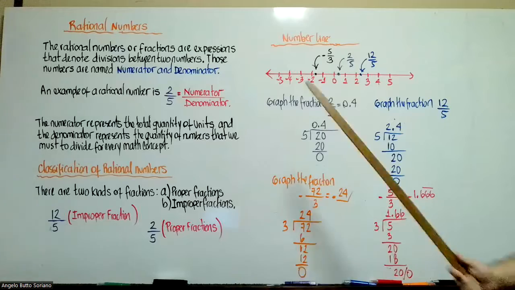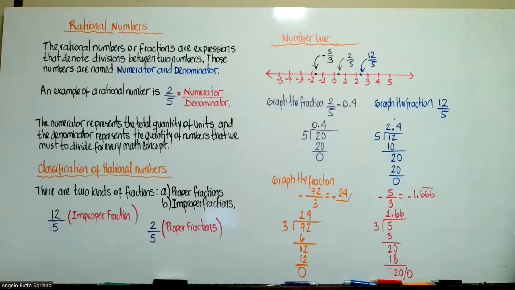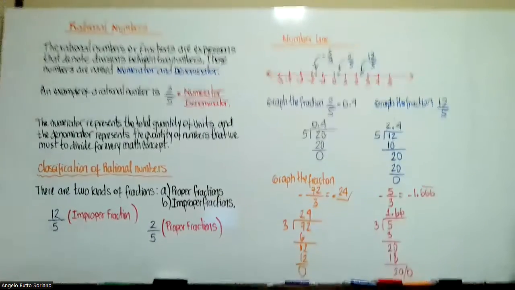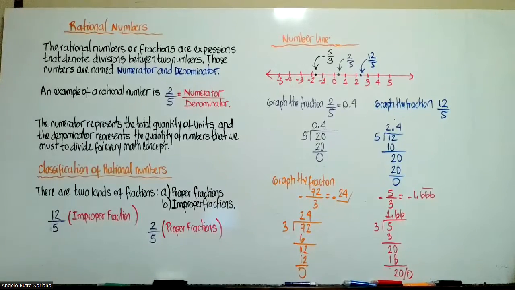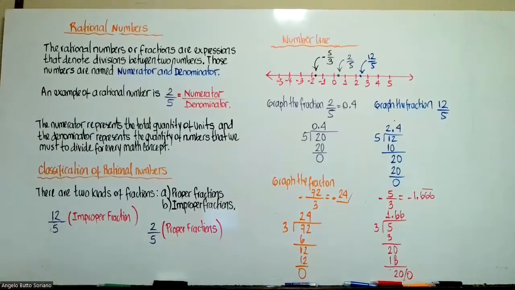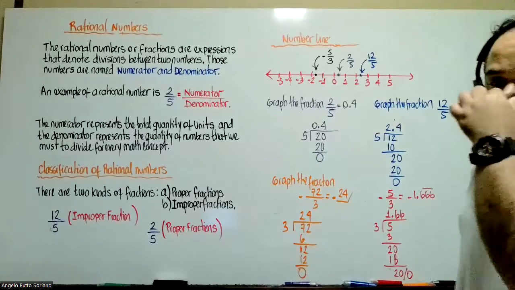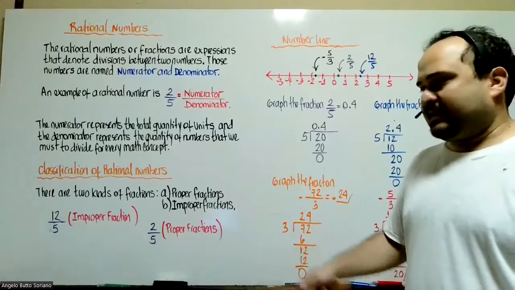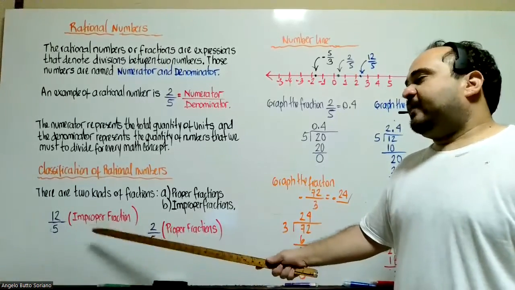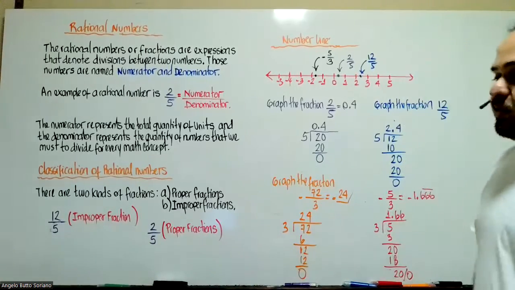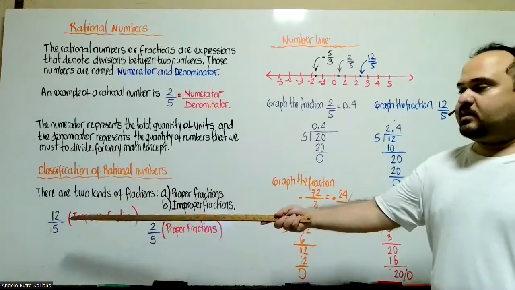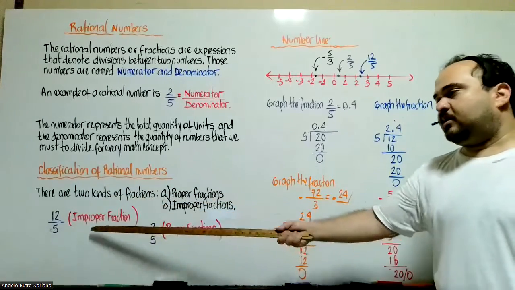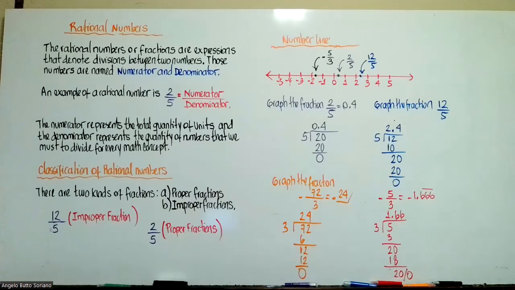Y cómo estos números racionales se pueden clasificar. Estos números racionales se pueden clasificar en dos partes, en una fracción propia y una fracción impropia. Como las imágenes son mucho más sencillas que las palabras, aquí tenemos dos ejemplos. Tenemos una fracción denominada 12 quintos. 12 quintos es una fracción impropia. ¿Por qué? Porque el numerador, o sea, el número que está en la parte de arriba, es superior al número que está en la parte de abajo. En este caso, 12 es mayor que 5, por lo tanto, es una fracción impropia.